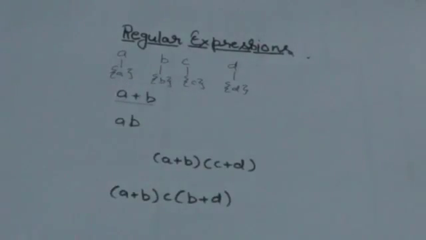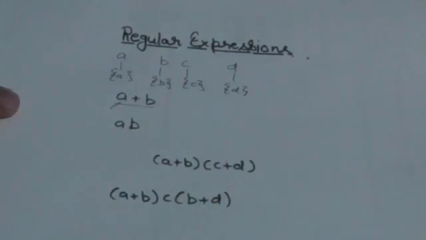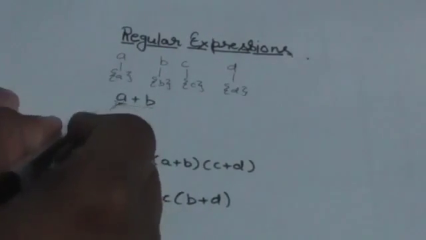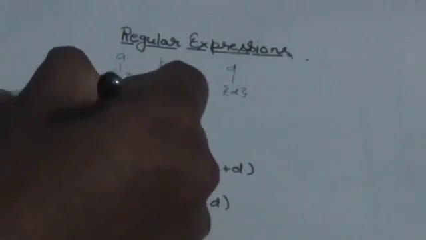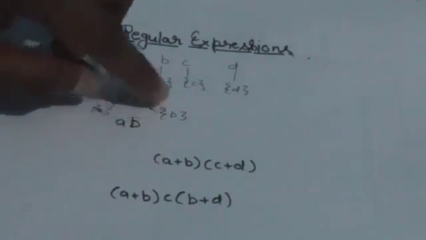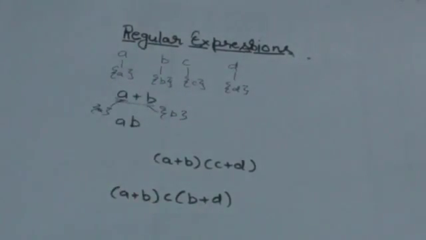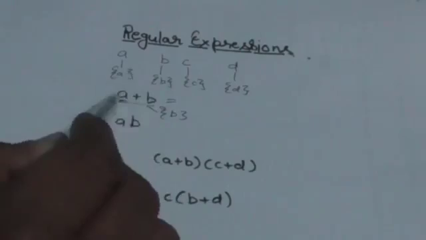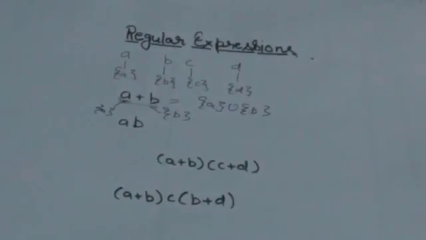Now we have to find the regular set corresponding to the regular expression A plus B. First of all, see that the regular set corresponding to the regular expression A is the set having one element A, and this set corresponds to the regular expression B. Then the regular set corresponding to the regular expression A plus B will be the union of these two sets. Right? So this will contain only two elements, A and B.